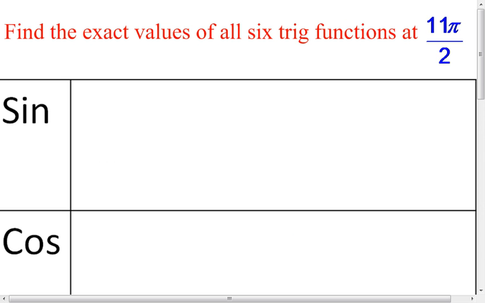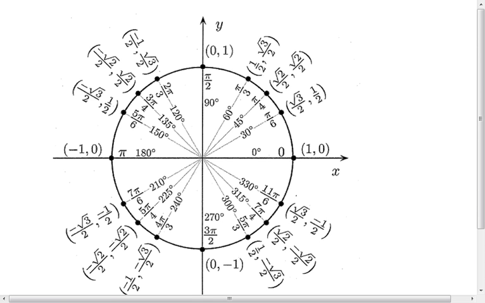All right, the first thing we're going to do, this first problem, is I want you to be able to find the exact values of all 6 trig functions at 11 pi over 2. I'm going to split screen this if I can here. Maybe I can't split screen it. At 11 pi over 2, first of all you have to figure out where 11 pi over 2 is.